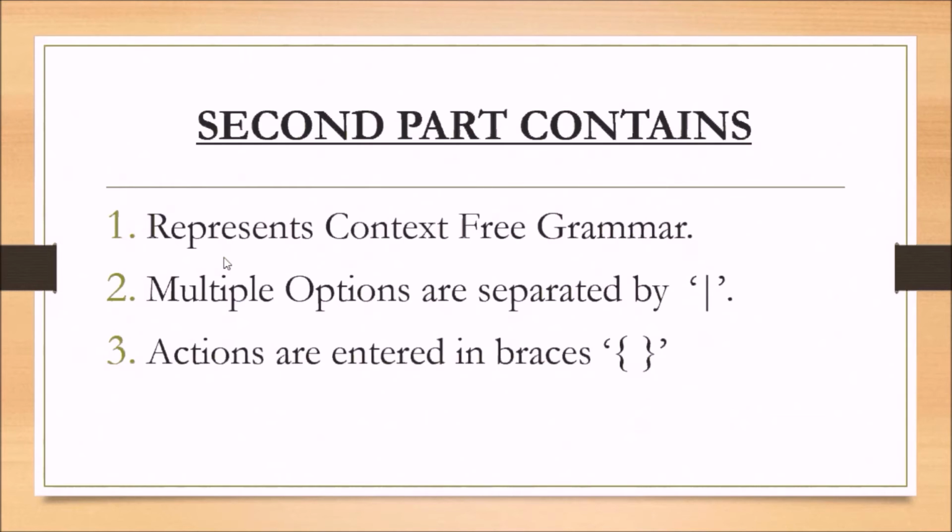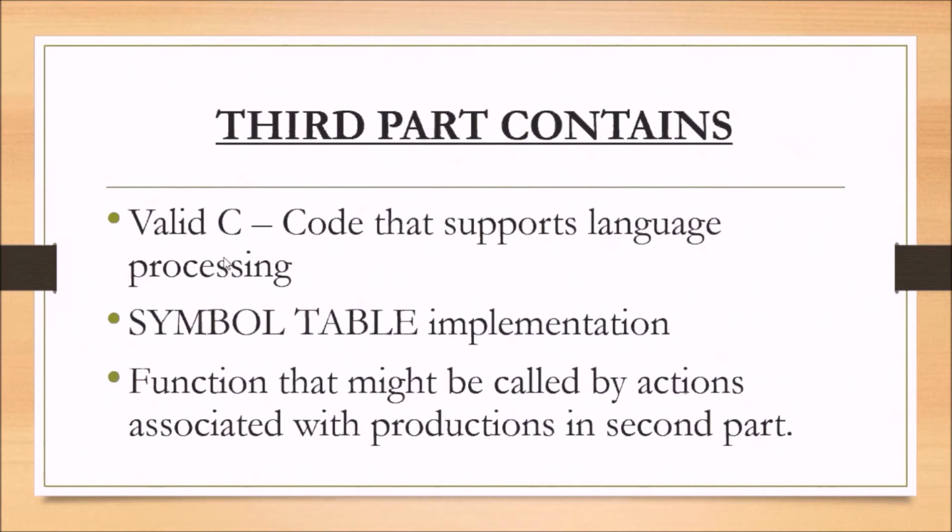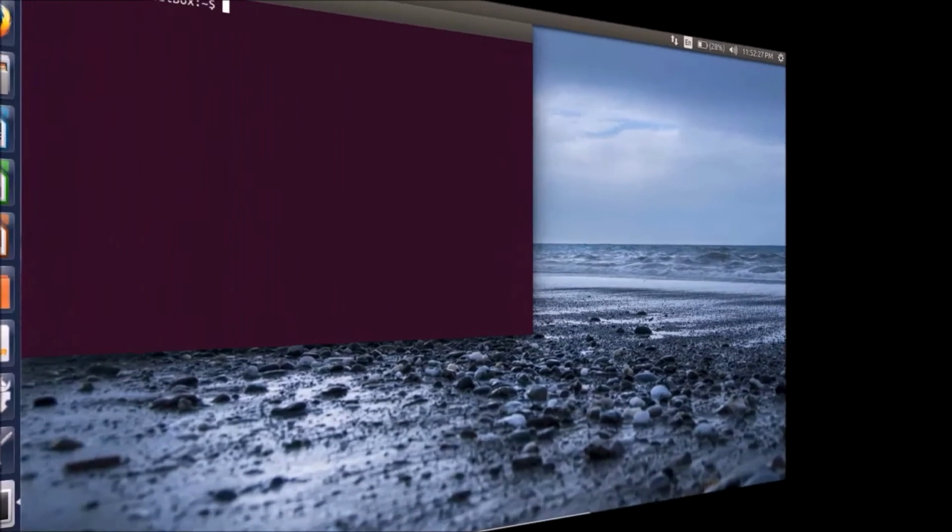The multiple options are separated by the OR character. Actions are entered in braces. The third part contains valid C code that supports language processing, the implementation of a symbol table called SymTab, and the functions that might be called by actions associated with the productions in the second part. Time to get practical.